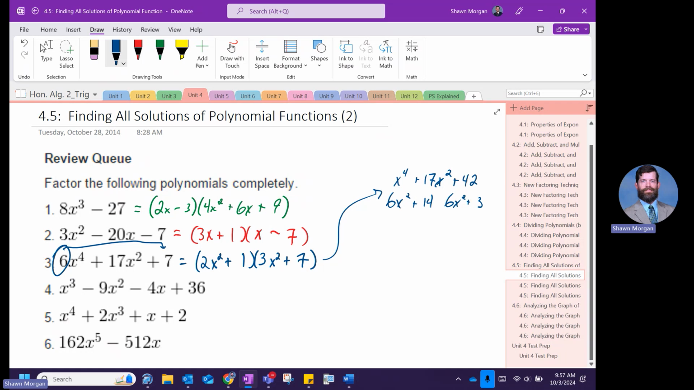Now, what's the common factor from the first pair? Fredo, pay attention. 2. So we got 3x squared plus 7. And what's the common factor on the second pair? 3. Good. So we got 2x squared plus 1. And there you go. That's that answer. Nash, that would be kind of how I would recommend working through this problem.